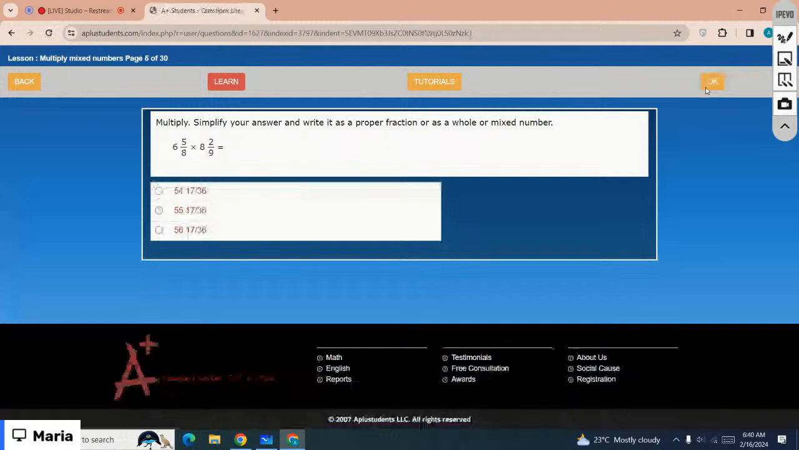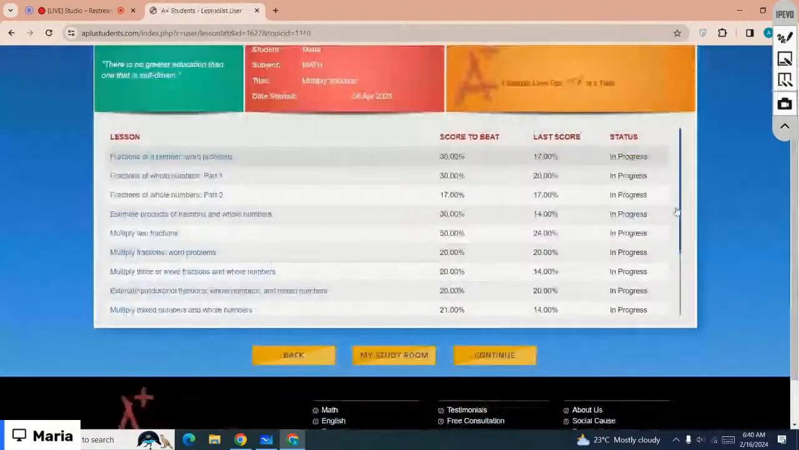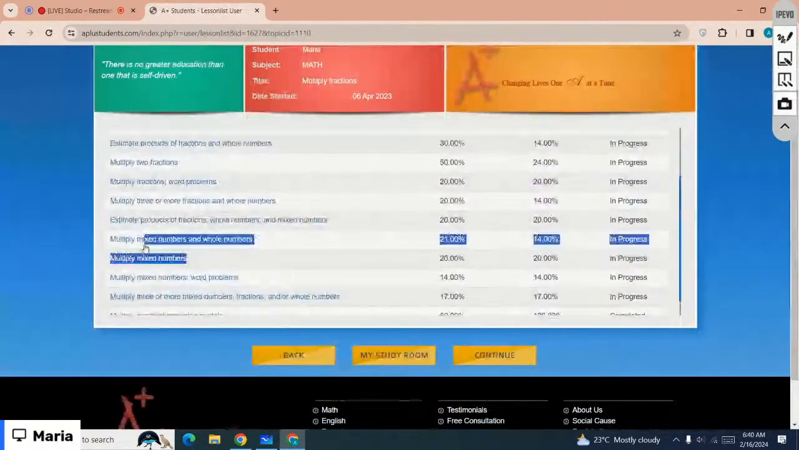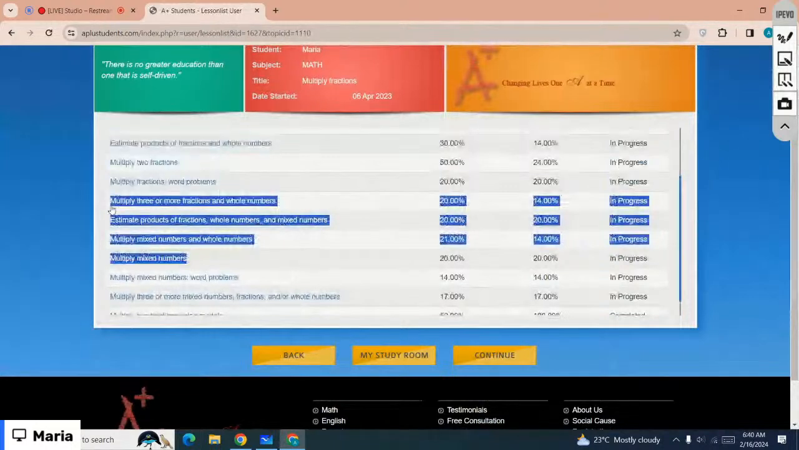Okay, we are done with the lesson. So you can complete the lesson by yourself later today. We were working on grade 6 maths. The chapter we were working on is multiply fractions, and the lessons we have covered today are multiply three or more fractions and whole numbers, estimate products of fractions and mixed numbers, multiply mixed numbers and whole numbers, and multiply mixed numbers. So please make sure before the next session you complete all the practice questions for the lessons we did today. That is your homework until next session. If you have any question you can please ask.